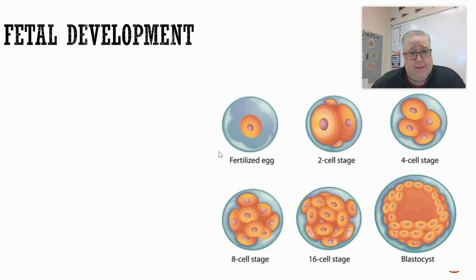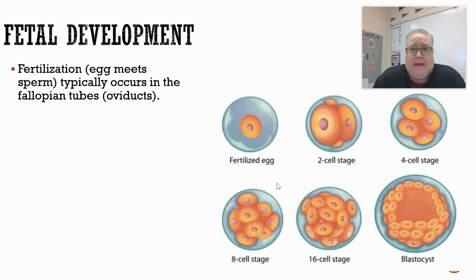So, at the end of yesterday's lecture, we talked about fertilization: the fact that a sperm cell could reach an egg and fertilize that egg, right? We've talked about this all year long. Two haploid gametes can fuse together to form a diploid zygote. Now, typically, fertilization happens in the fallopian tubes. It happens inside one of the oviducts, and the words oviduct and fallopian tube mean the same thing.